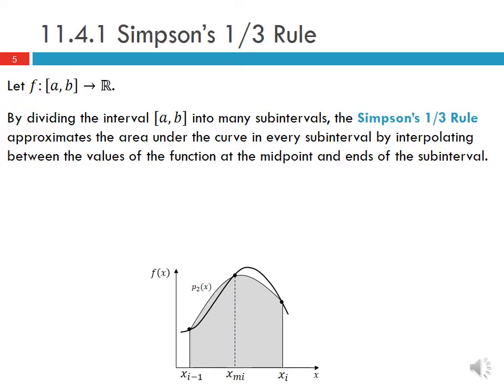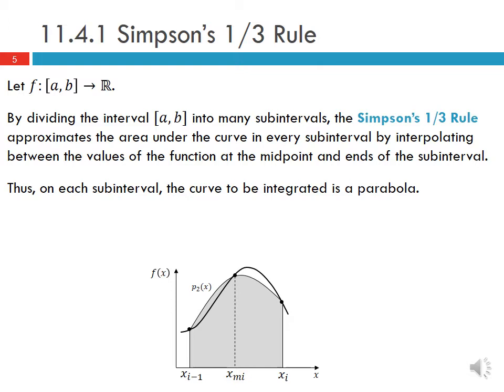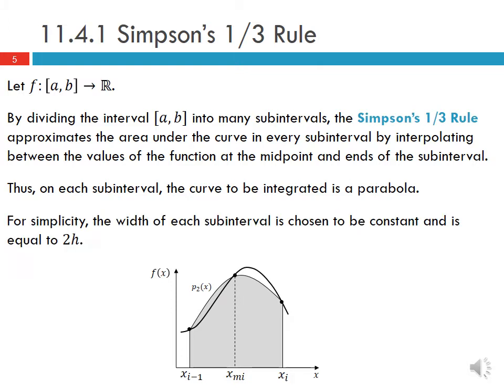So we have our function f defined on the interval from a to b. We divide the interval a to b into many subintervals, and then using the Simpson's 1/3 rule, we approximate the area under the curve in every subinterval by interpolating between the values of the function at the midpoint and the ends of the subinterval. So on each subinterval, the curve to be integrated is a parabola. The figure shown here shows one of those intervals with the parabola going between x_{i-1}, the midpoint x_{mi}, and x_i. For simplicity, the width of each subinterval is chosen to be constant and is equal to 2h.